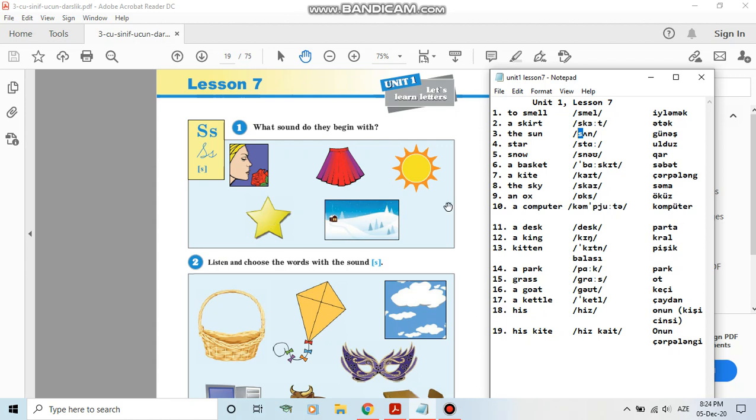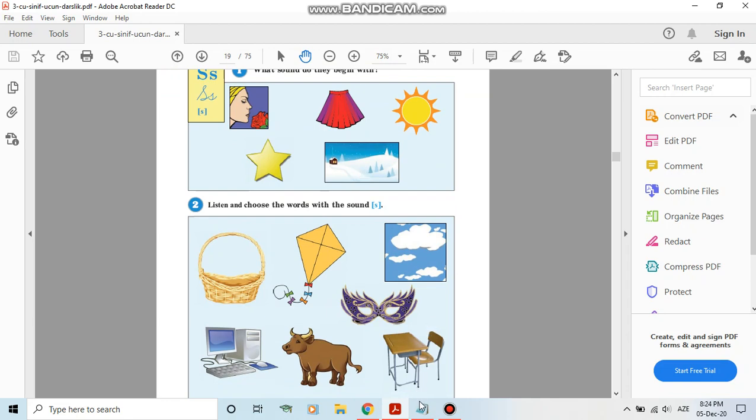Star. Ulduz. Star. It begins with the sound S. Snow. Qar. Snow. It begins with the sound S.